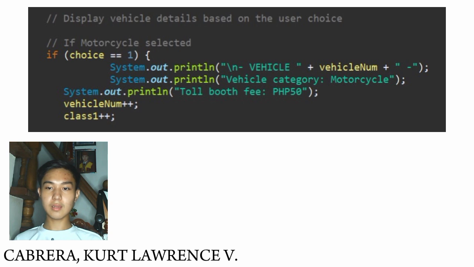First, it will print the vehicle and the vehicle number variable, then print the vehicle category, motorcycle, and print the vehicle tollbooth fee, which is 50 pesos. Then the variable vehicle number is incremented by 1, and the variable class 1 is also incremented and is used for counting the number of motorcycles passed. If the user's input is not 1, it will pass on to the next condition, which is else if choice is equal to 2.